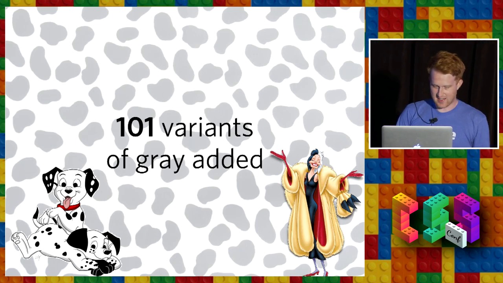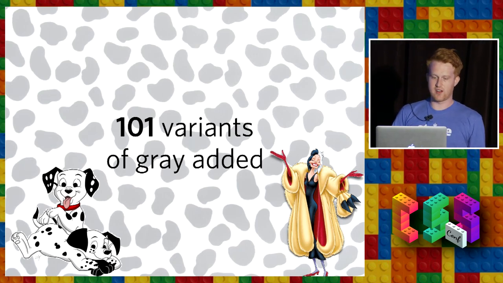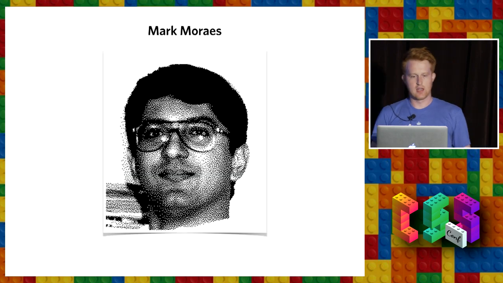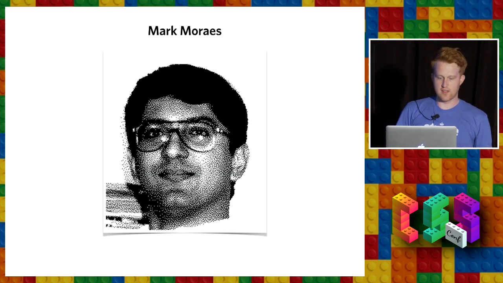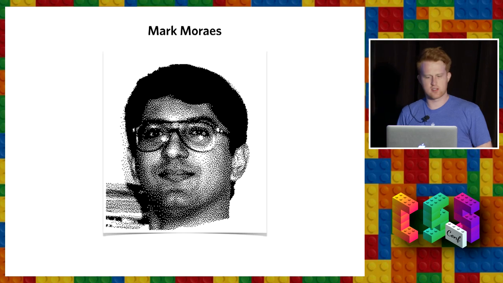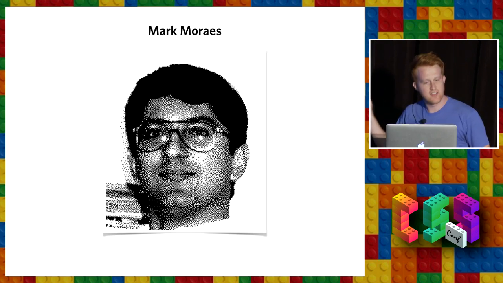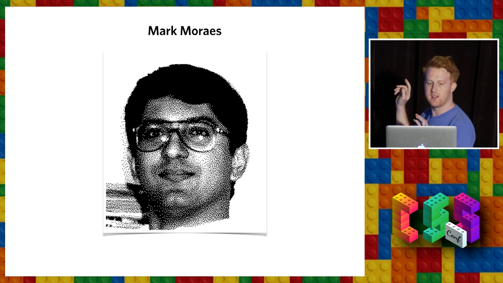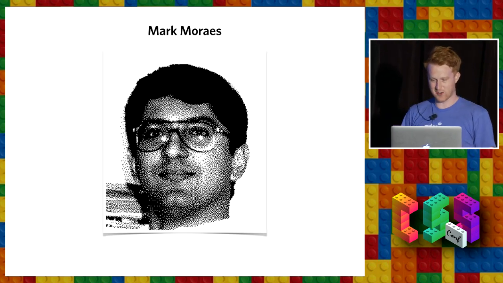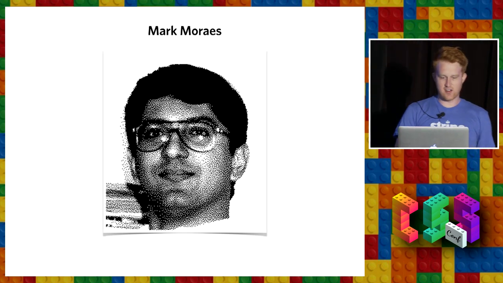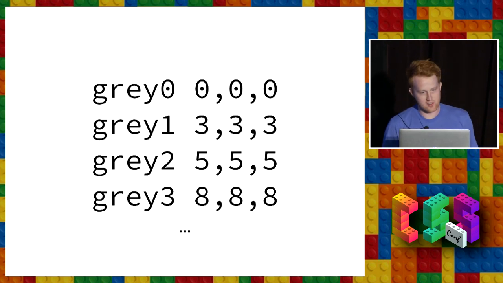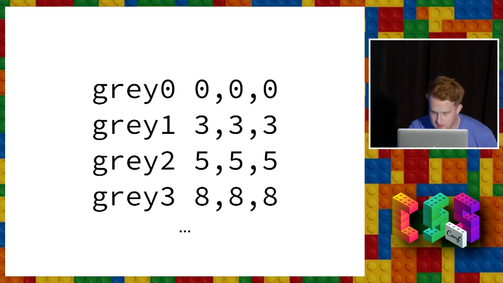The 101 variants of gray were suggested and added by Marc Moraes. He was from the University of Toronto. September 3rd, 1988 was when he was added. I didn't go back to find this picture. This is the picture that he currently has on his current site. The 101 grays were gray 0, gray 1, gray 2, gray 3. I have some more slides.